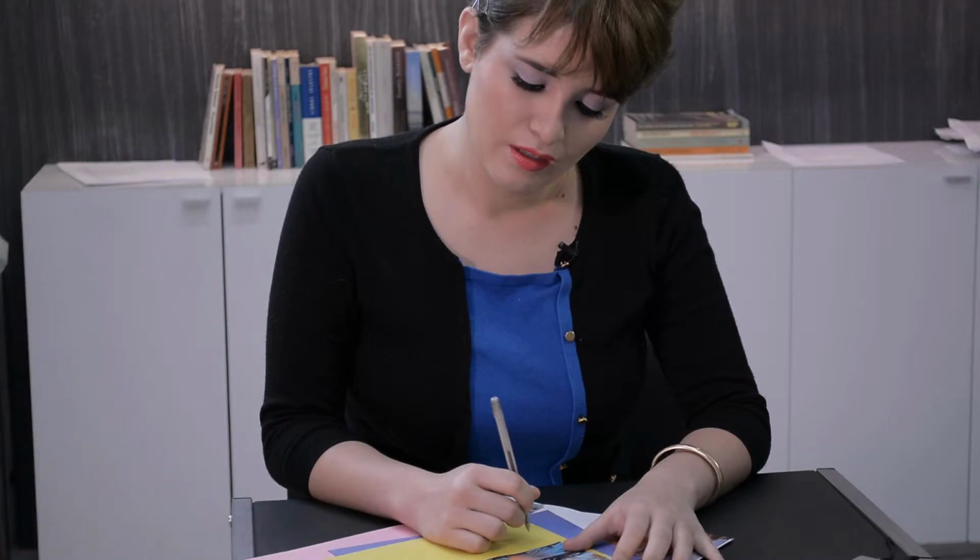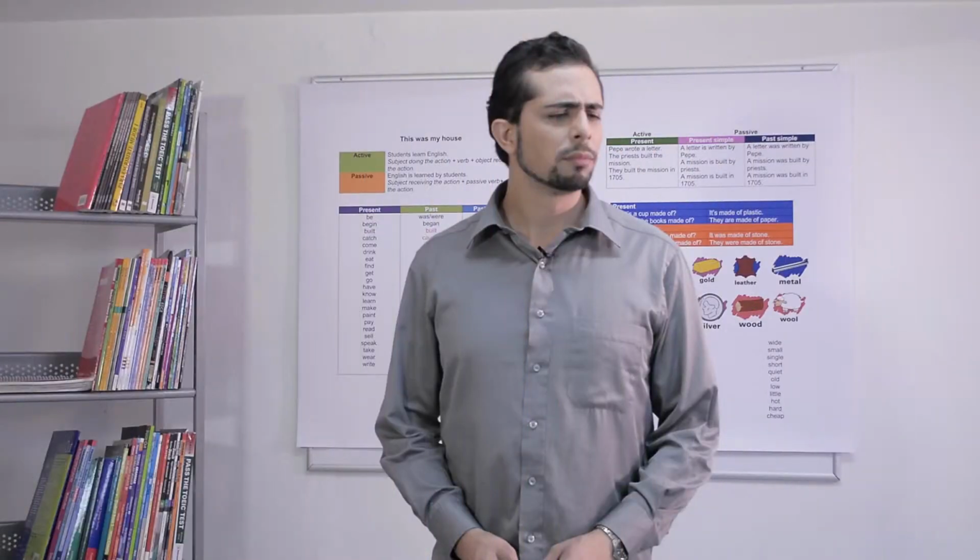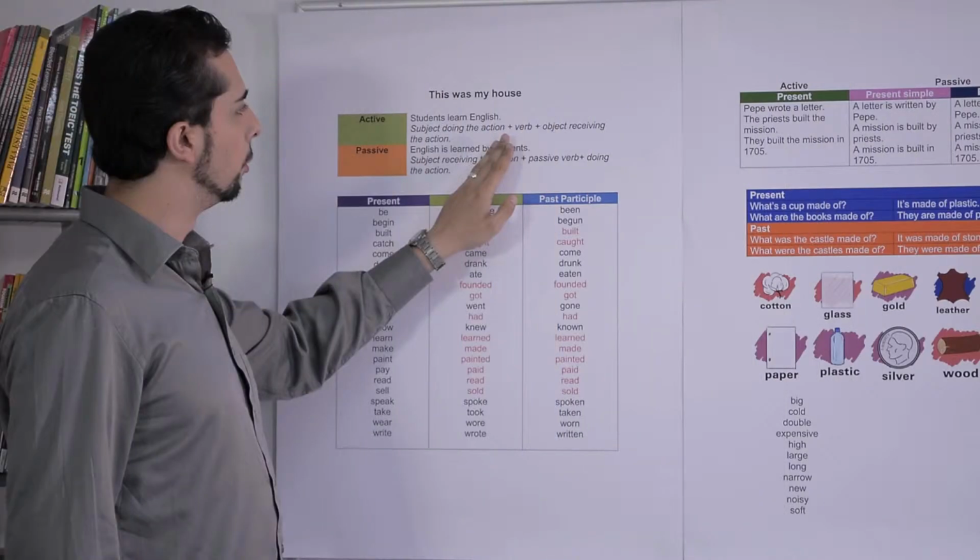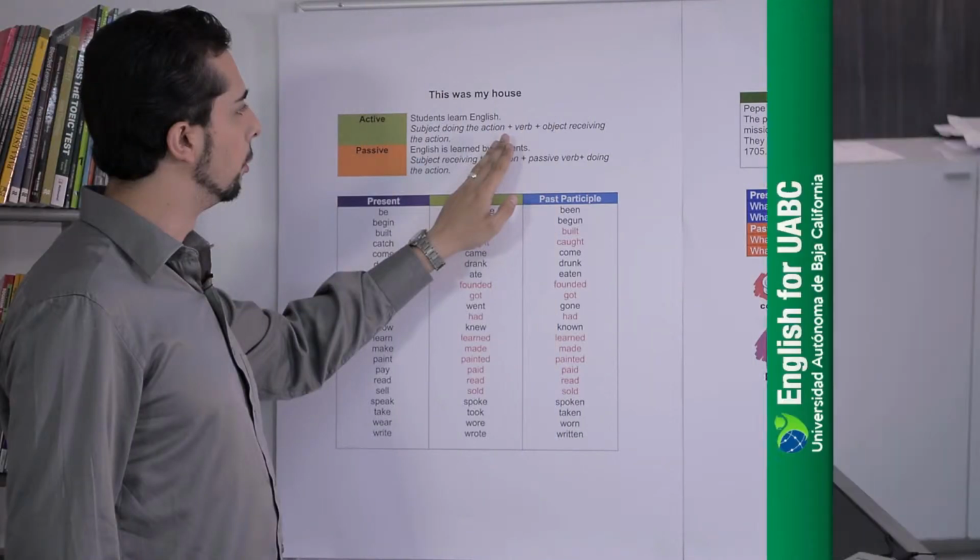Monica is doing her homework. Mr. Garcia asks about the missions. She says when they were built. He shows the actions in the past.